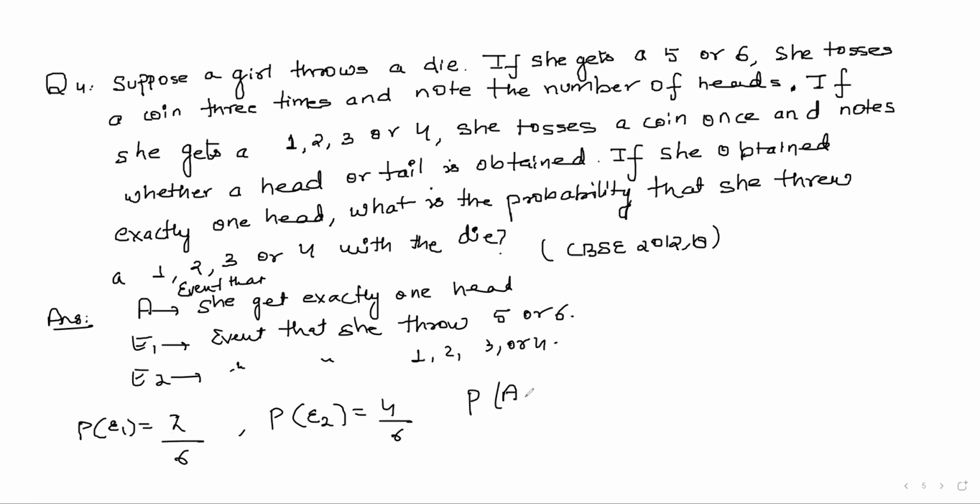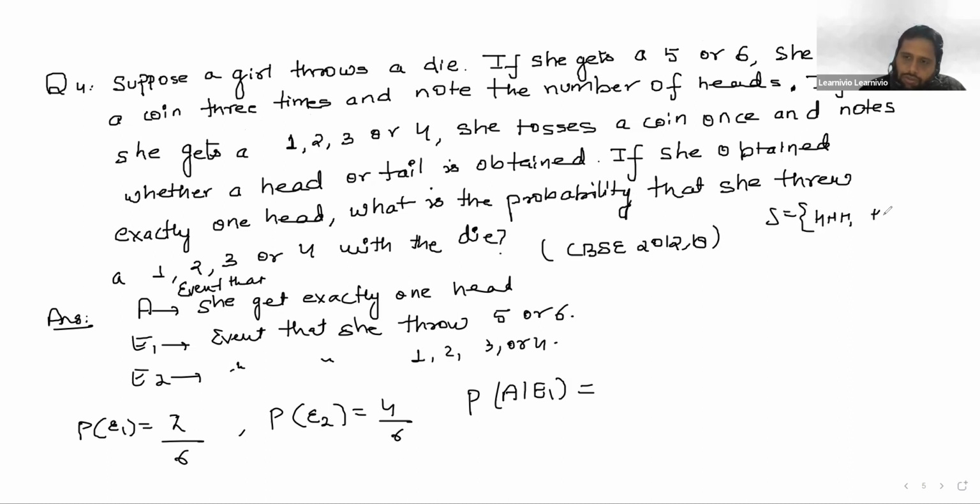What is P of A by E1? One by two. No. Check here. A by E1 means E1 has already occurred. That means she got a 5 or 6. So if she is getting 5 or 6, what will she do? She tosses a coin 3 times. When she tosses a coin 3 times, what will be the sample space? I will write here. HHH, HHT, HTH, THH, HTT.